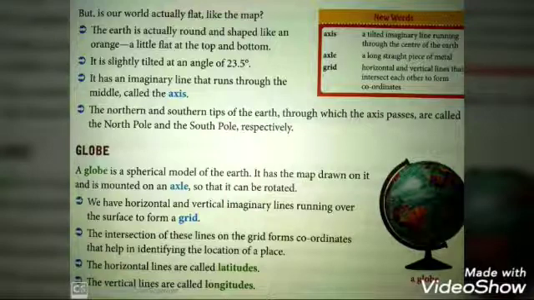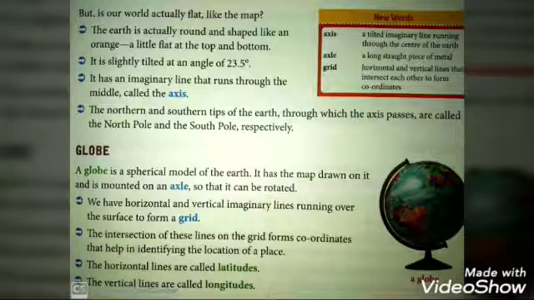Okay, we will start with our second point, that is globe. A globe is a spherical model of the earth. It has the map drawn on it and is mounted on an axle so that it can be rotated. See students, we can see the image of the globe. See, it is spherical, means it is round in shape, and there is map.